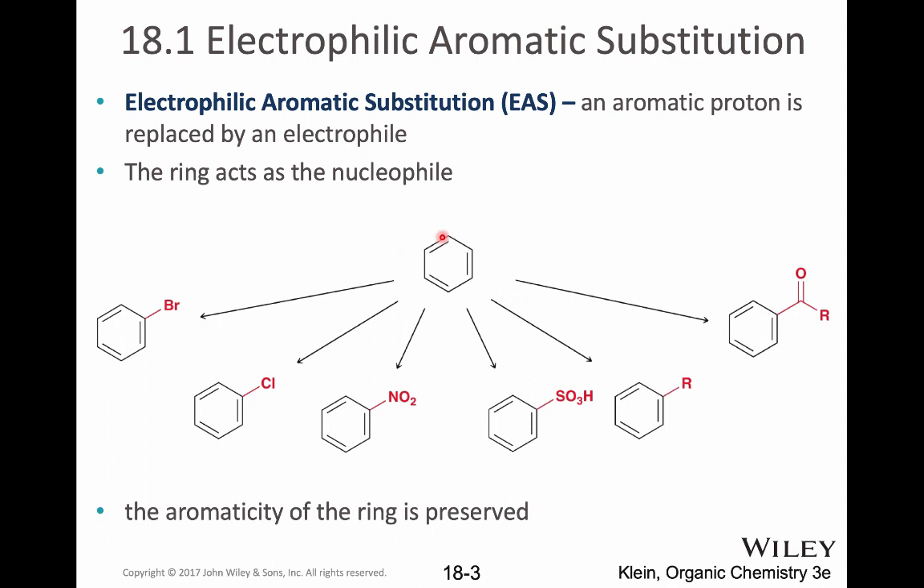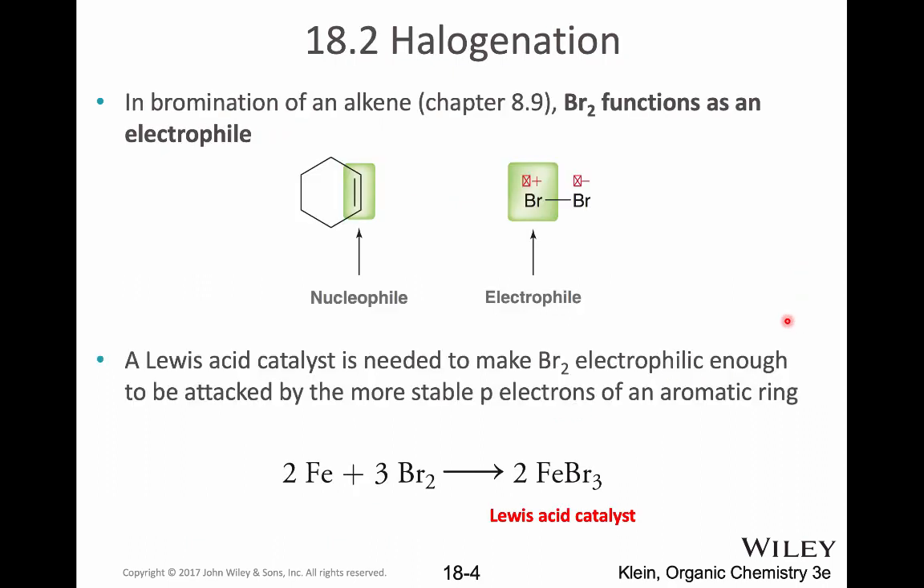It turns out that you can take an aromatic ring, a benzene ring, and you can do all kinds of different substitutions: bromine, chlorine, nitro, sulfonic acid, alkyl group, acyl group. Just to go over, remember, the double bond is a nucleophile and this is electrophilic. But unfortunately, the double bond of an aromatic ring is not electrophilic enough. So we take the bromine and react it with a Lewis acid to make something more reactive. When you take bromine and react it with iron, you get iron tribromide, which is the Lewis acid catalyst we're going to use in the halogenation reaction.